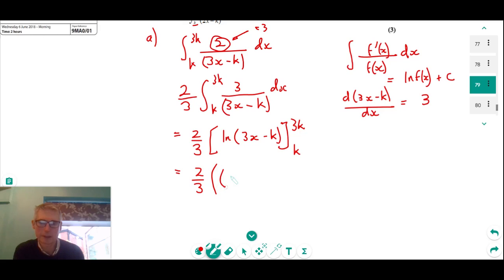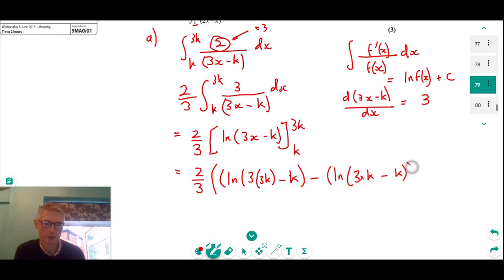Open up a bracket, and inside the bracket it's going to be, first of all, substituting in the 3k. So we get log of 3 times the 3k, so substituting in for x, minus k, and then subtracting from that the result of substituting in k, so the lower limit. So if we do that, we'd have log of, this time, 3 times k minus k. So substituting in the value of x equals k into that.